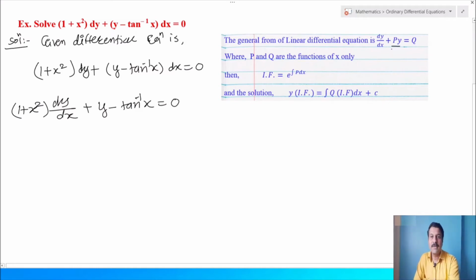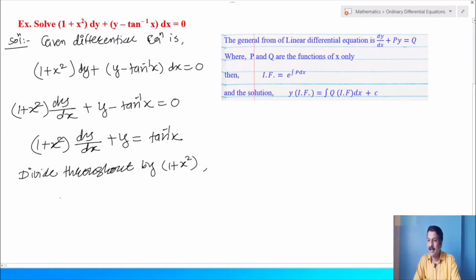Now I want p into y, the term which contains only y. So it is there, and the remaining goes to the right hand side. What am I getting now? 1 plus x square dy by dx plus y equal to tan inverse x. Now I want only dy by dx, so divide throughout by 1 plus x square. So I am getting dy by dx plus 1 upon 1 plus x square into y equal to tan inverse x upon 1 plus x square.